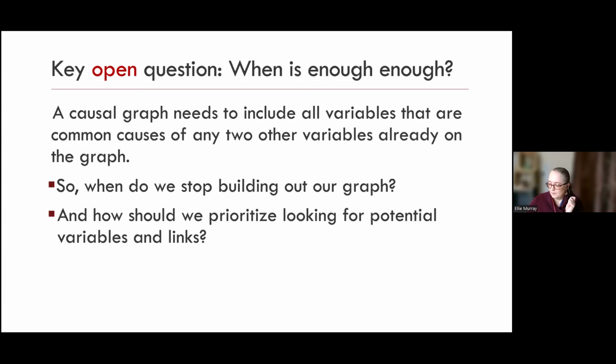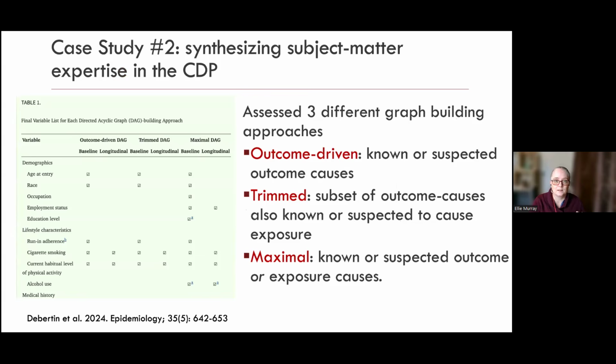So, one of the key open questions from this first process of building out and trimming your graph is this idea of when is enough enough. If you're familiar at all with causal graphs, the party line is, well, it needs to include all variables that are common causes of any two other variables already on the graph. But in theory, you could do that to infinity. So we need some way of deciding when we stop building out our graph and how to prioritize looking for potential variables and links. And so this is another question that we tried to evaluate with a case study.